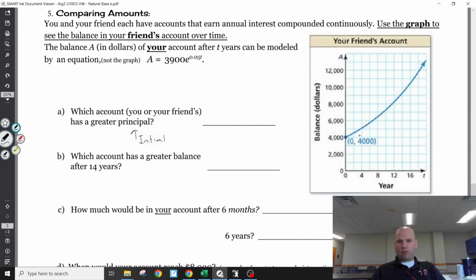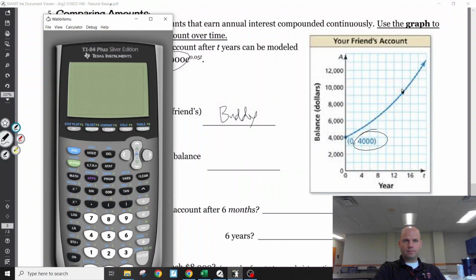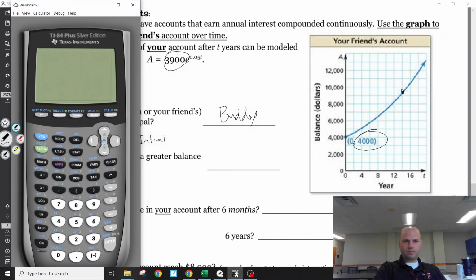So my buddy started with 4,000. I'm starting with 3,900. After 14 years, my buddy's got a little more than $9,000. His is growing at some amount that I don't know. Mine is growing at 5% per year, compounded continuously.